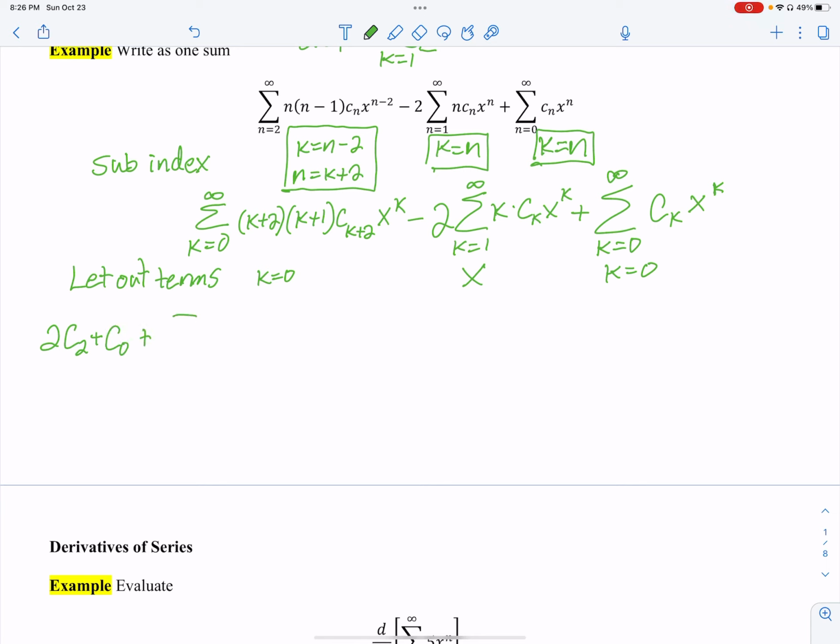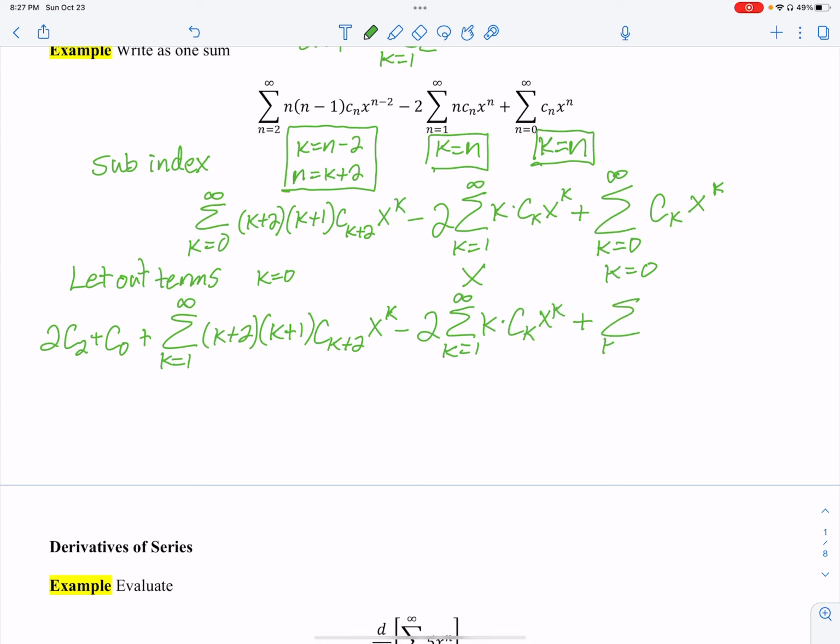Now I get to write all my sums in and change the indices where appropriate. So this is k equals 1. I have k plus 2 times k plus 1 times c(k+2), x to the k, minus 2. Nothing changed on this one. None of them changed, I guess. We already let out the indices, except we changed the k zeros to 1s. And then plus our summation, k equals 1 now to infinity of ck x to the k.